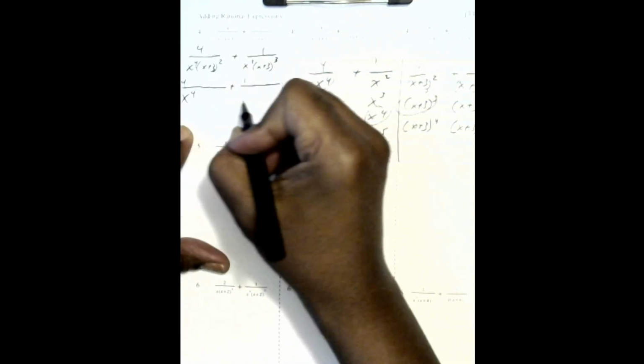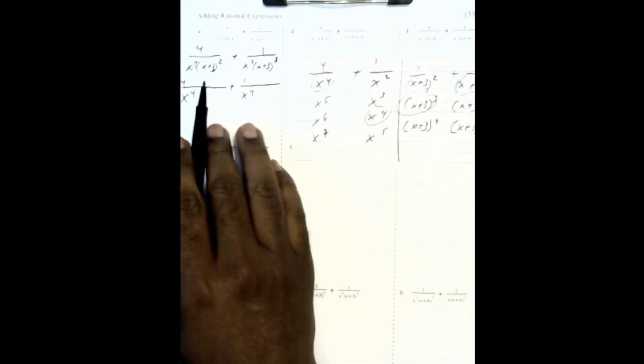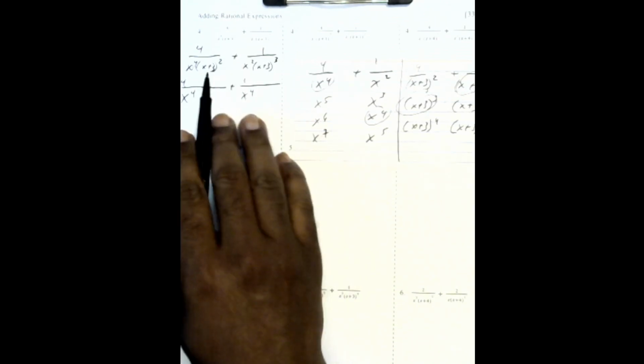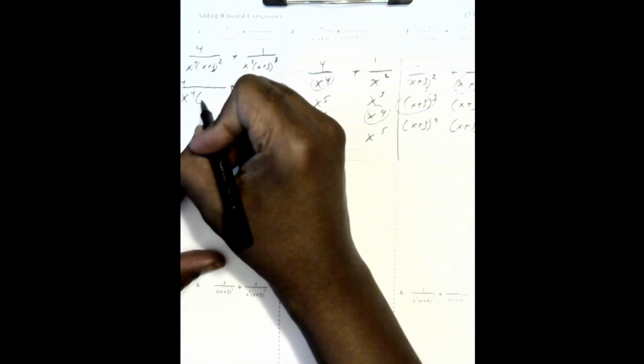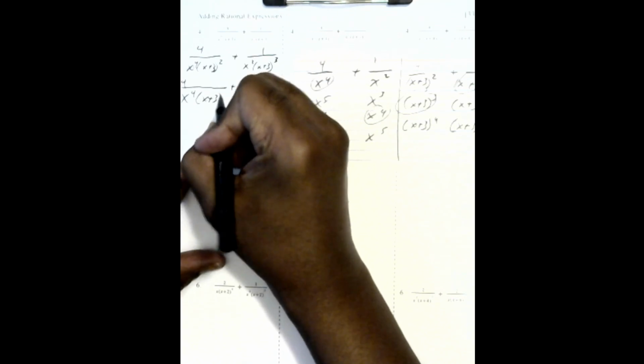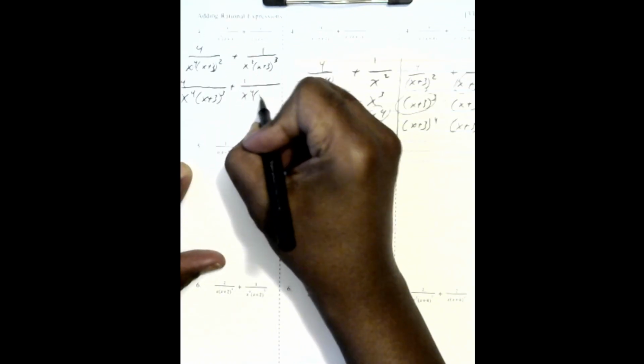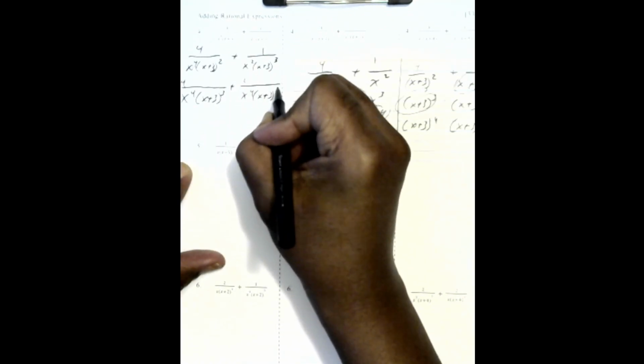Now what's common in their multiples? The least common will be x to the fourth, which is the highest power. So we'll put x to the fourth here and x to the fourth there. So they both have it. Okay, so here we have x plus 3 to the second power and x plus 3 to the third power. What will be common will be x plus 3 to the third power. So that'll be the least common multiple. So x plus 3 to the third power and x plus 3 to the third power.